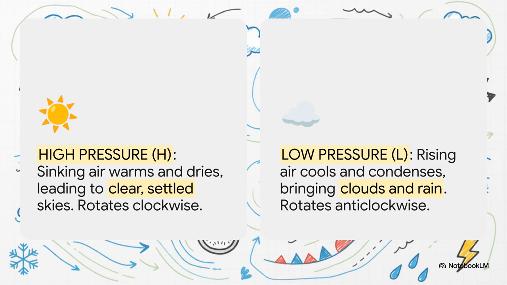Now, have you ever noticed they spin in different directions? That's all thanks to the Earth's rotation, something called the Coriolis effect. It gives the air a little nudge, making highs spin clockwise and lows spin counterclockwise in the northern hemisphere. They're these two giant opposing forces that create pretty much all the weather we experience.